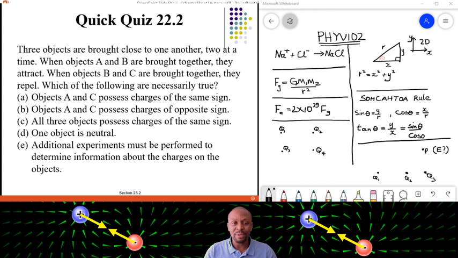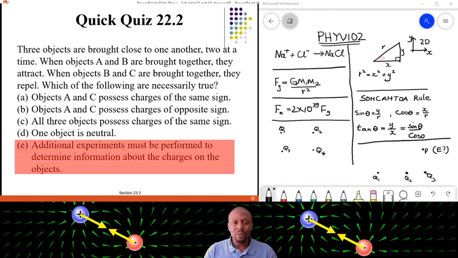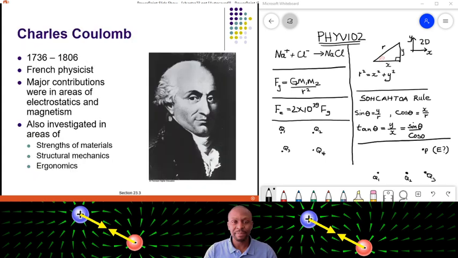Now, the correct answer for this is E. We really need an additional experiment in order to determine the information about the charges on the objects. I will give you a chance to think about this, and if you still don't understand, please don't hesitate to ask me during our tutorial session on Tuesdays.